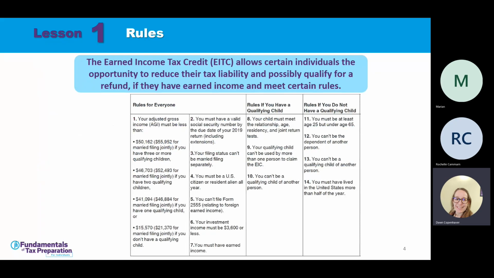And then rules if you do not have a qualifying child. For 2021, the rules were a little different, but these rules are applicable for 2022. You must be at least age 25 and under age 65. You still can't be a dependent of another person. You can't be a qualifying child of another person, and you must have lived in the United States for more than half of the year.